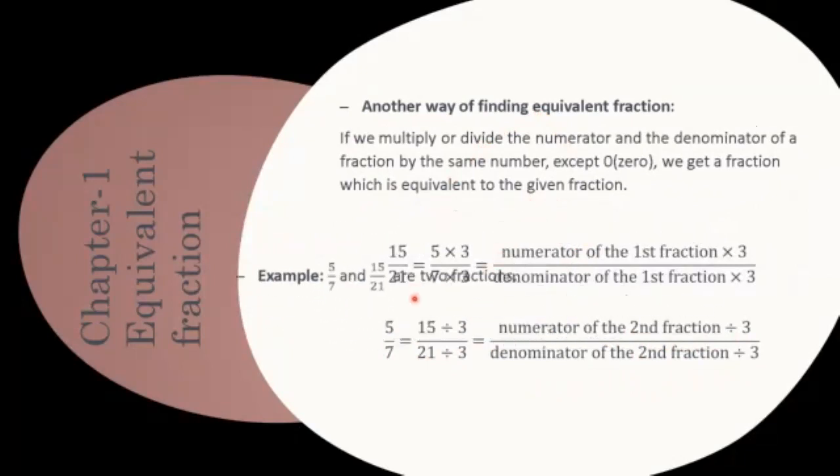Now from the example, as you can see, my dear, if we multiply 5 divided by 7 by 3, both the numerator and the denominator, we get 15 by 21, which is the second fraction, and from the first fraction we get the second fraction. How? If we divide 15 by 3 and 21 divided by 3, then we get 5 divided by 7, which is the first fraction. So in this way we can find out the equivalent fraction also.